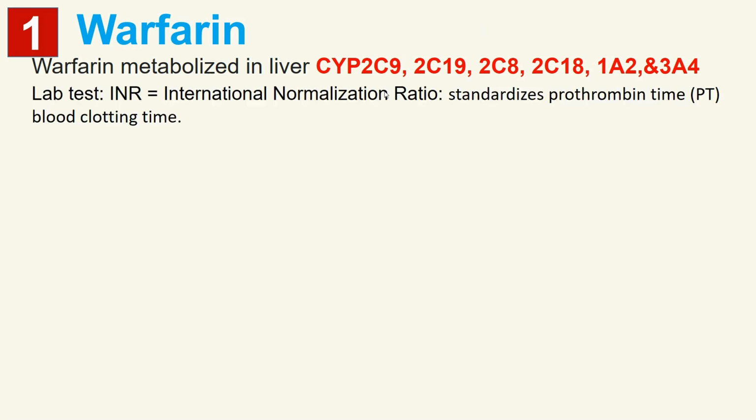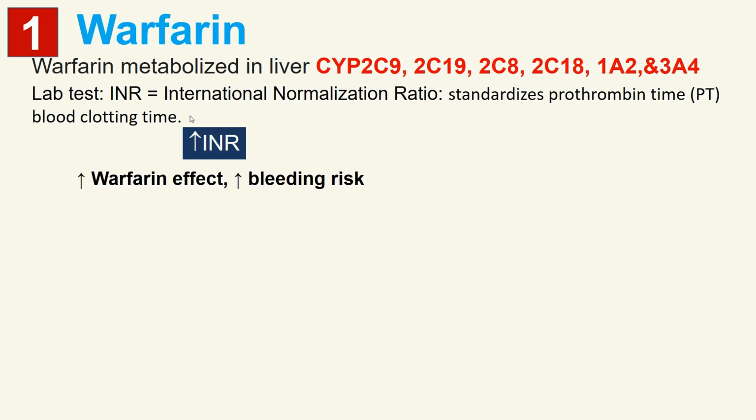Changes in warfarin serum concentration can be monitored using a lab test called INR, the International Normalized Ratio. It standardizes the prothrombin time, which measures the blood clotting time. Normally, INR is a ratio of 1. However, an increase in INR means the warfarin effect is increased, and that can result in a risk of bleeding.